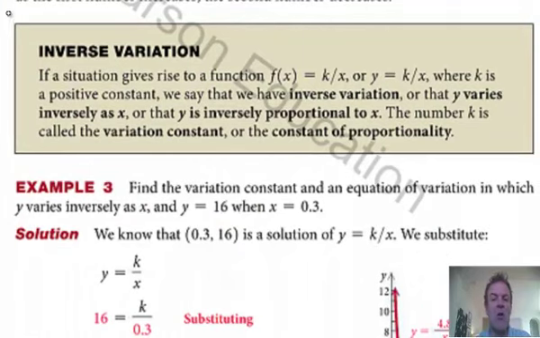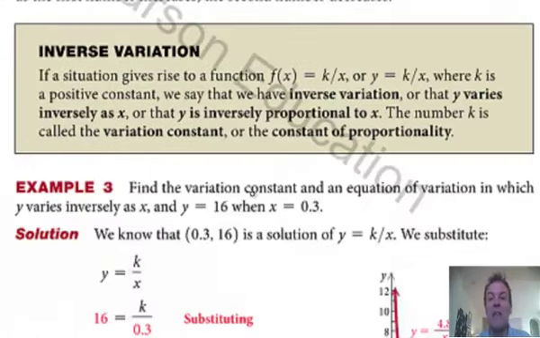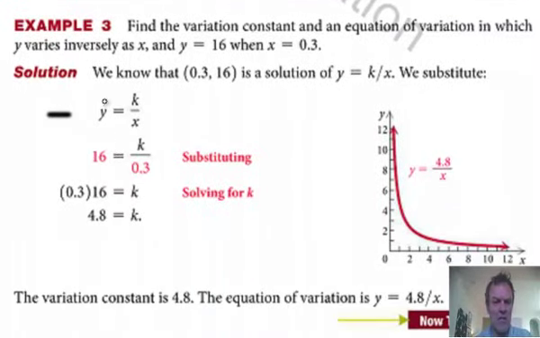Instead of y equals kx, we're going to have y equals k over x. It's inversely proportional. But you're doing the same thing again. If y is 16, put 16 here. X is 0.3. This time multiply by 0.3. You're going to get k equals 4.8. And again, if I had to use that in part 2 of the question, I know that k equals 4.8.